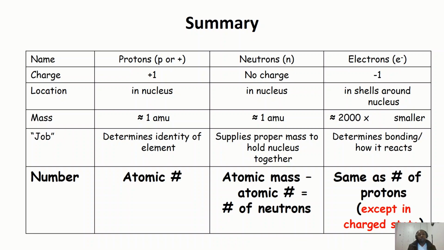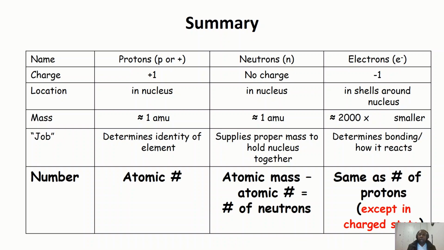So protons, in terms of charge, is positive. Neutrons have no charge, while the electrons, they are negatively charged. Their location: protons are found in the nucleus. Neutrons are found also in the nucleus, but the electrons, they are outside the nucleus. They are revolving around the nucleus.